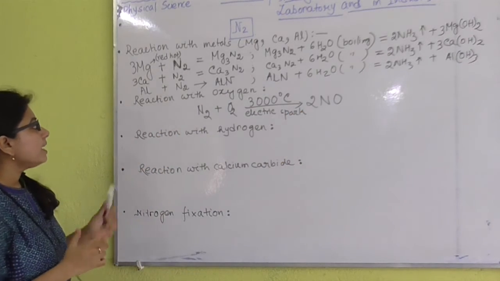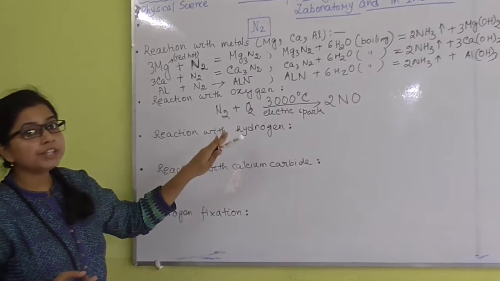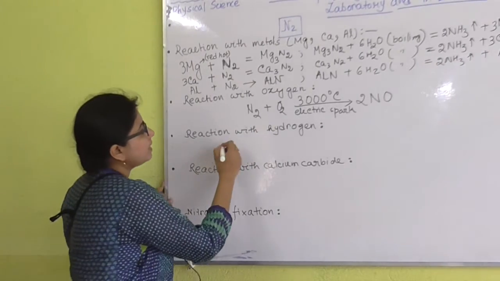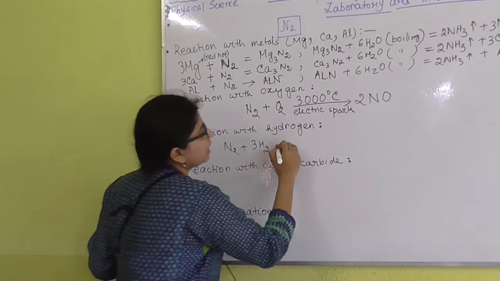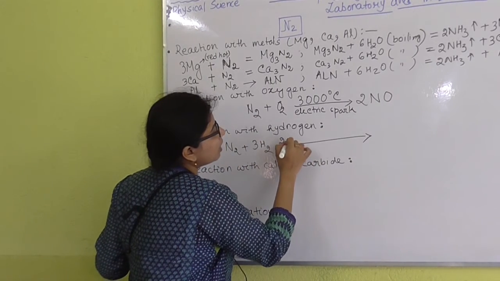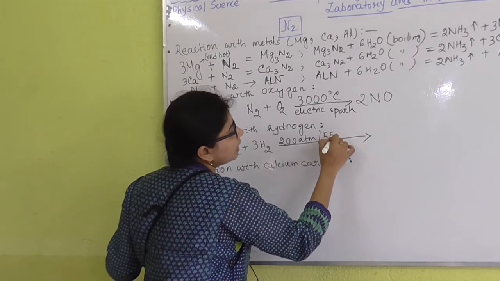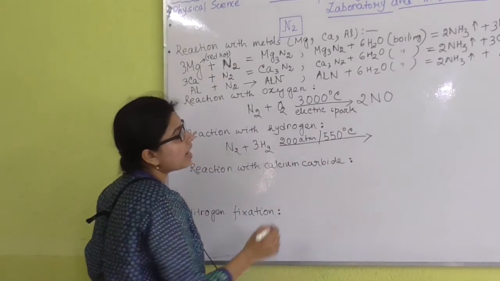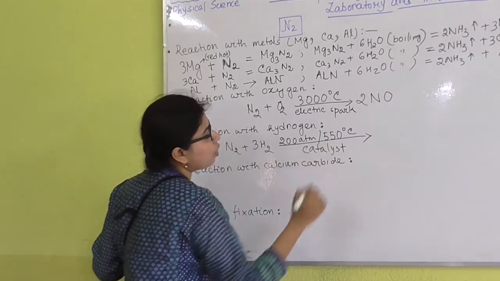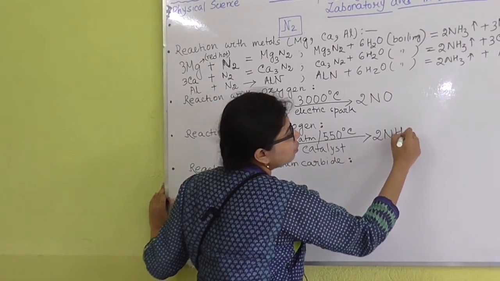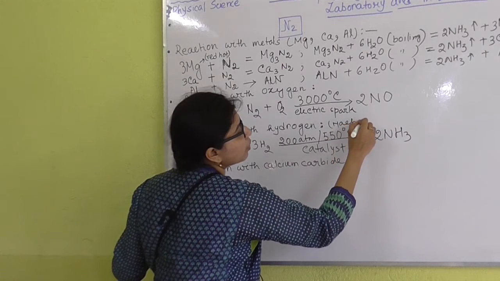Okay. The next thing is reaction with hydrogen. This is also known to you because in ammonia you have read this, that is nitrogen in presence of hydrogen in presence of 200 atmospheric pressure and 550 degrees Celsius temperature, and in the presence of some catalyst, it will form ammonia, that is 2NH3, and the process is known as Haber process.